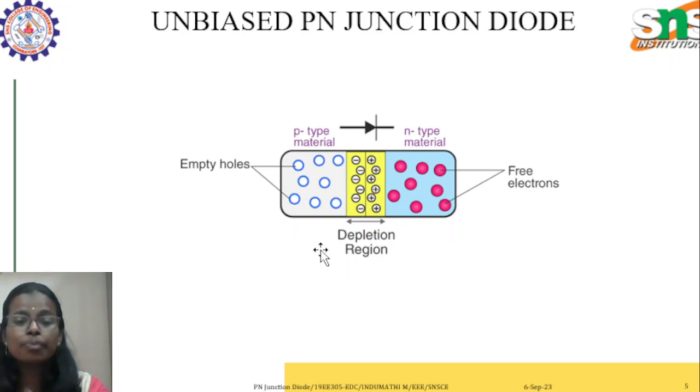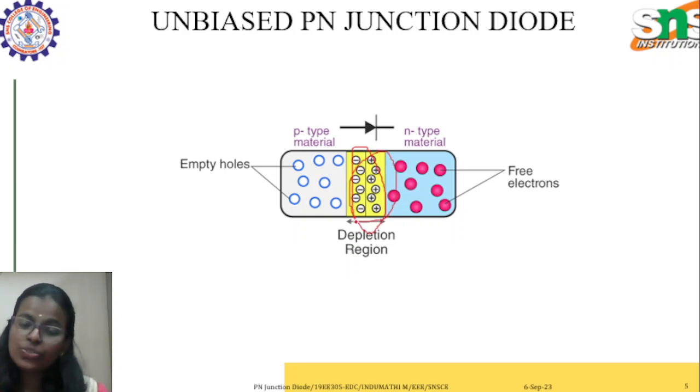So what is the previous step we have explained? The majority charge carriers, in P type holes and in N type electrons, get recombined and become neutralized. So at that end there will only be immobile ions. Here there are immobile ions.